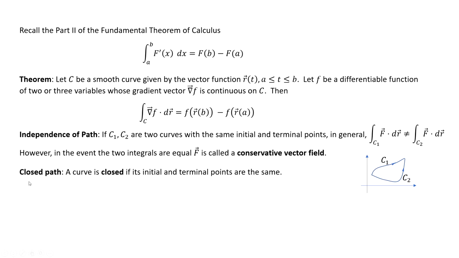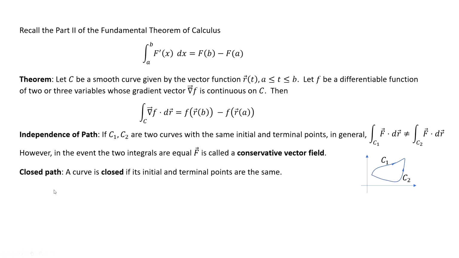Now, closed path, what do we mean by closed path? A curve is closed if its initial and terminal points are the same. Well, I can illustrate that using this one. What if I were to have, okay, let me put it this way. Would we call this a closed curve? If I start, say, at this point, traverse along this C2, come to that point, and then traverse back along the negative C1 and end up back at the starting point, would that be a closed curve? Yep, that is a closed curve.